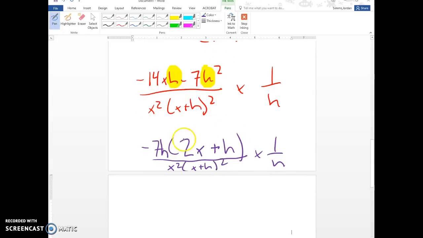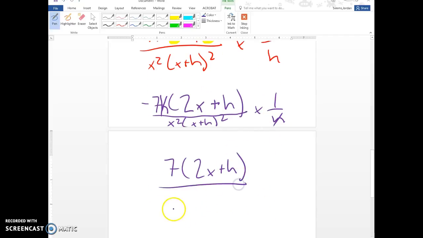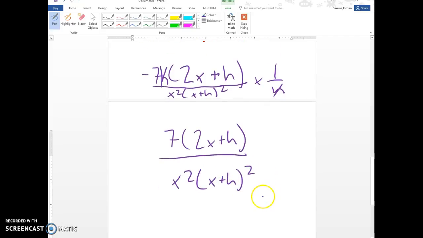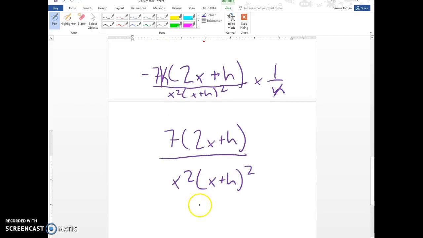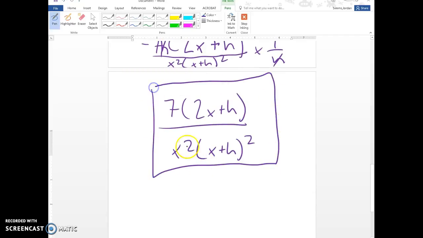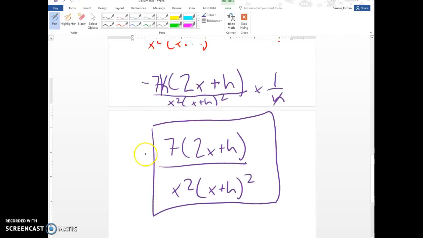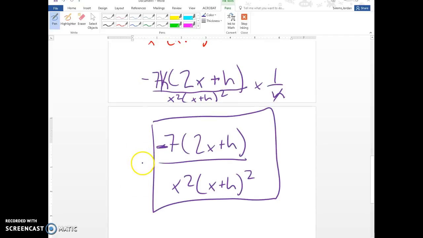So now we can cancel off this h, right? These are all factors right here. So on the top, I'm going to have minus 7 times 2x plus h, because all that times 1 is just that, over x squared times x plus h quantity squared. So there she is. Now obviously, we have to think about what our exclusions are going to be. Hopefully I simplified that correctly. It's early. Haven't had my coffee yet. Actually, I missed the negative on that. So there we go. There it is, all factored.